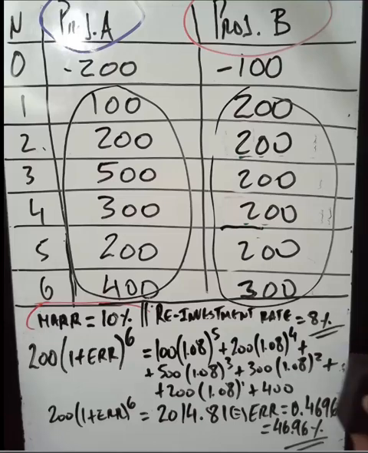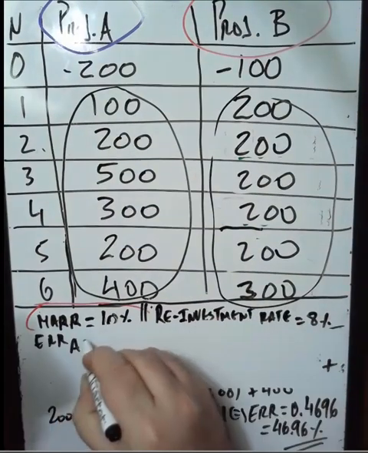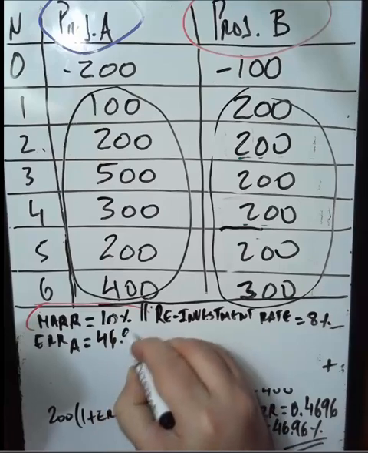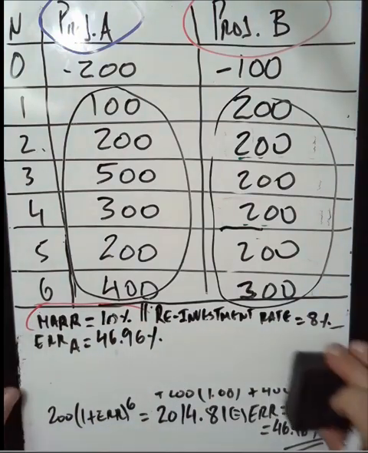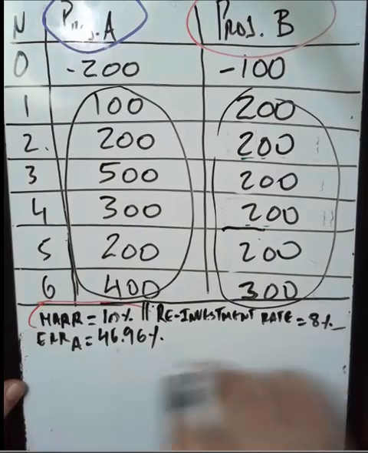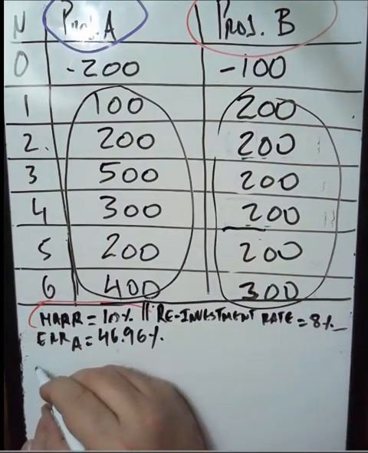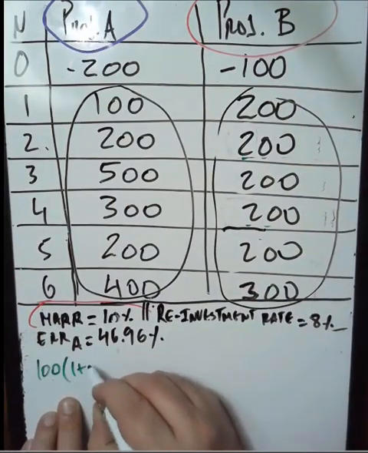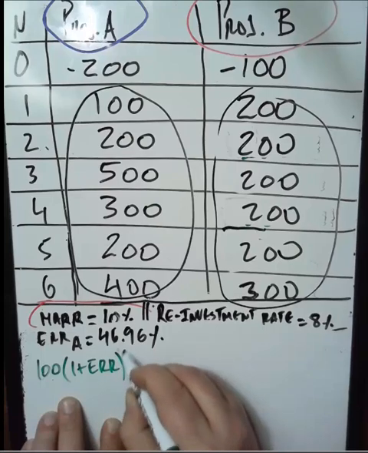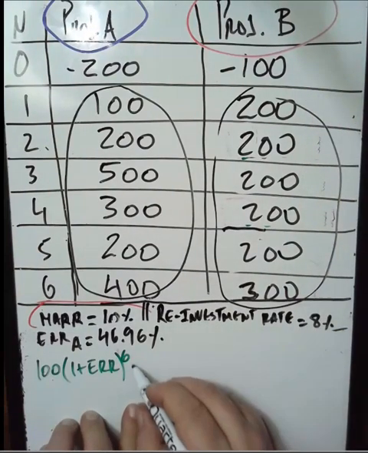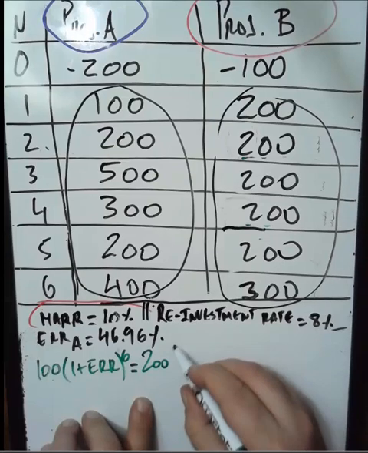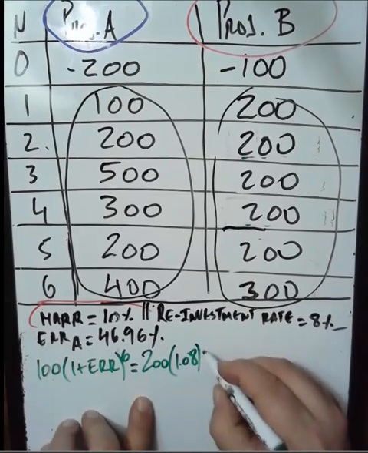So we got an external rate of return for project A of 46.96%. And now, to be consistent with the other relative value methods, this project B external rate of return has to be greater than 46.96. Let's find that out. So the cost is 100 pushed forward at the external rate of return during 6 years, and then the future value of the positive cash flows reinvested at 8%.